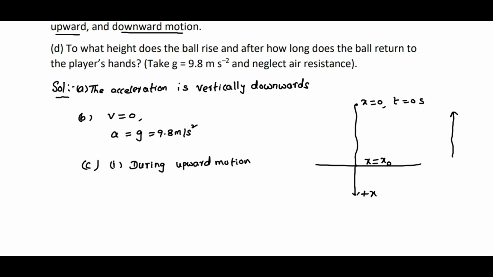Then x value, that is position, is positive. That means x is more than 0. Here initially x is equal to x0, finally x is equal to 0. At anywhere x value is more than 0. That's why we are writing x is positive. And velocity is negative, while acceleration is positive.